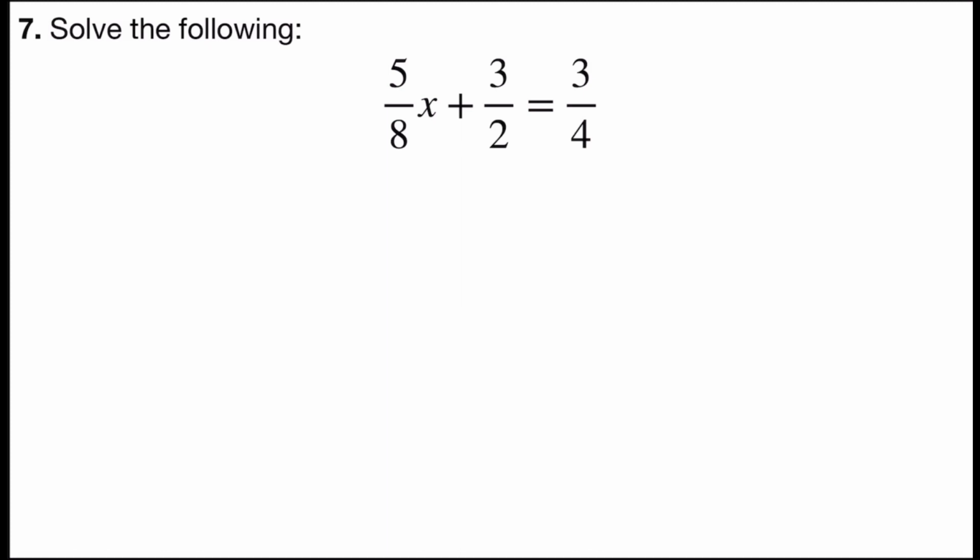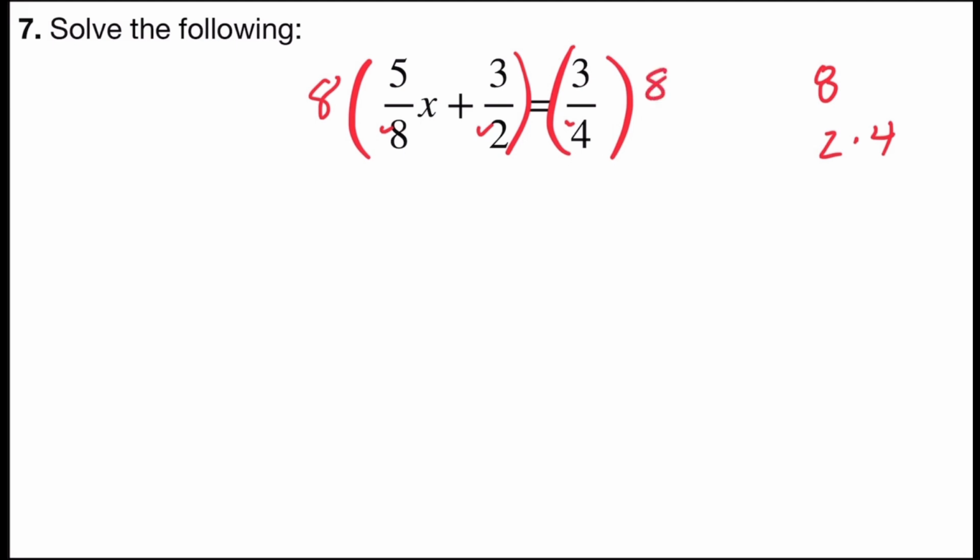The first step is to eliminate any fractions on both sides of the equation by multiplying every term by the least common denominator. So I have denominators of 8, 2, and 4. If I look at the largest of those denominators, which is 8, I know that 2 is a factor of 8 and also 4 is a factor of 8. And so therefore my least common denominator will be 8. So I'm going to multiply the left side by 8 and the right side by 8.